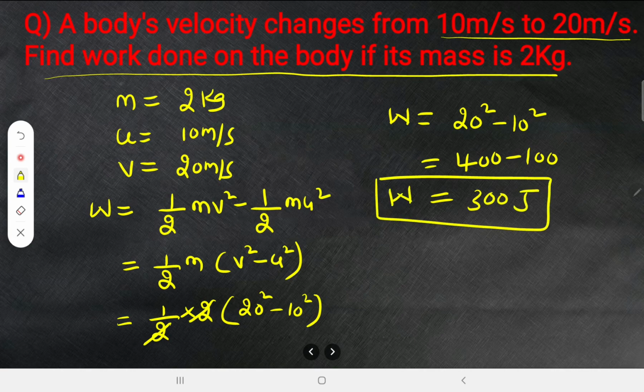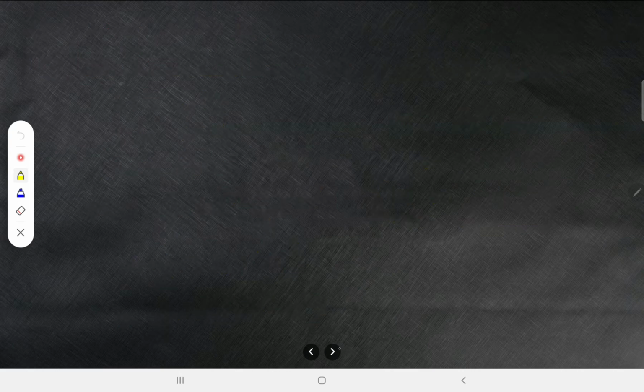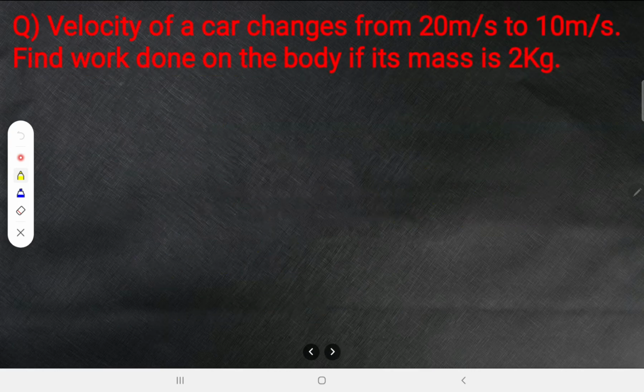That's it. So this was quite a simple case, no? Now in work, have we used force into displacement? No, we haven't used them, but they will be coming indirectly here. The new formula we have got is final kinetic energy minus initial kinetic energy. Moving forward, now this work is positive. In the next situation we are getting negative work. I'll show you that also.